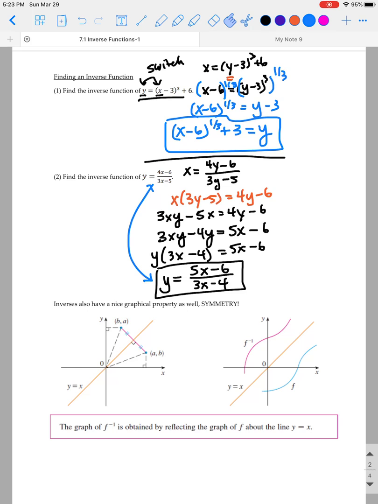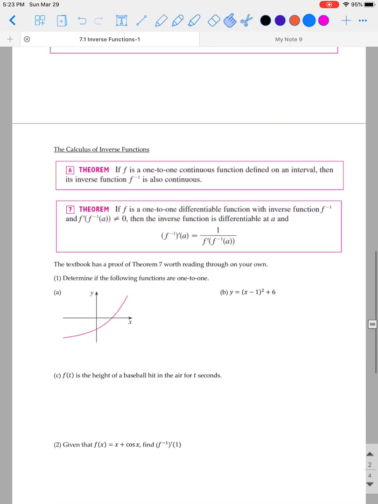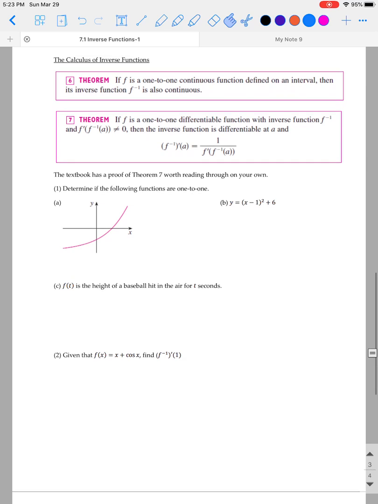Welcome back, everybody, to part 2 of the inverse function notes. So this was our page from last time where we found the inverse function for a couple of different types of functions. So now we're going to move on to the derivative of those inverse functions.